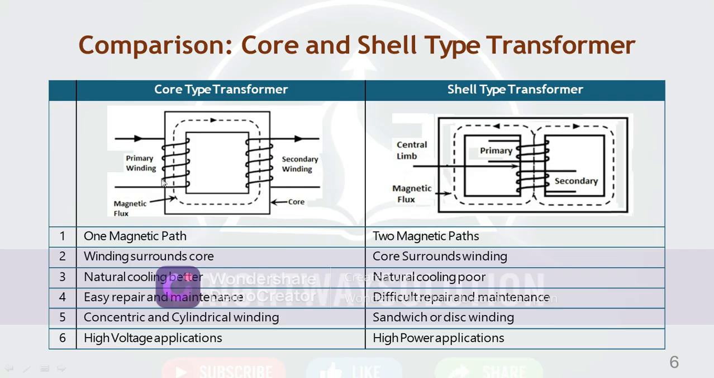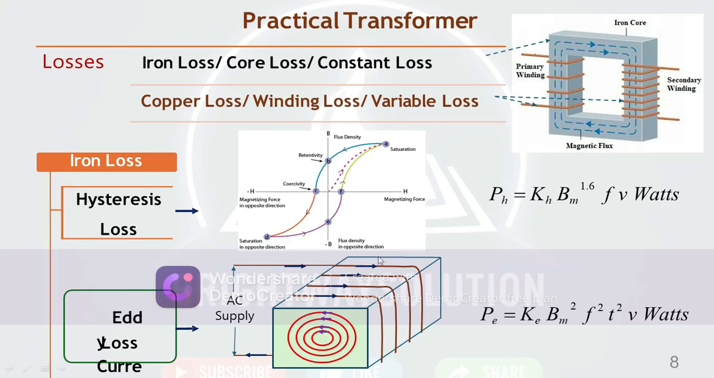Natural cooling is better here, because heat is generated in the windings as a result of current, so natural cooling is required. So better natural cooling is there. In the shell type, natural cooling is poor, as the windings get packed, so no ventilation is provided to the windings. Repair and maintenance is easy here, while it is difficult to repair and maintain the shell type transformer.